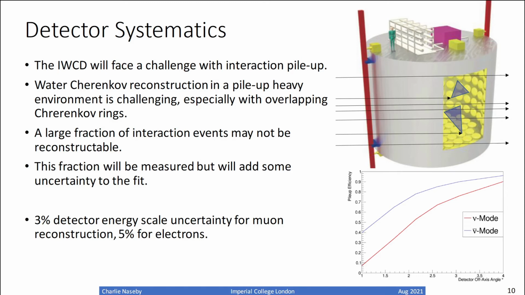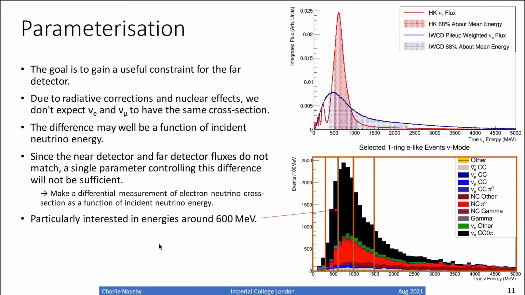We intend to measure this pileup, however, it will have some uncertainty in the fit. We then also have uncertainty on the energy reconstruction for muons and for electrons separately. And finally, our goal is to gain a useful constraint for the far detector.